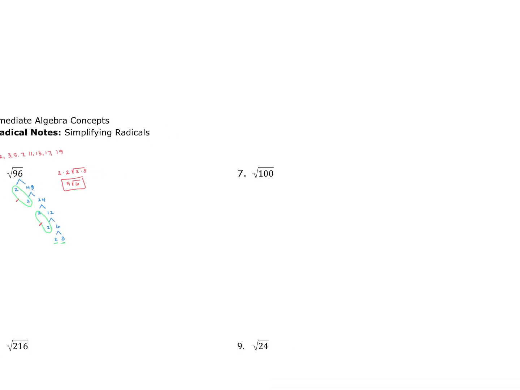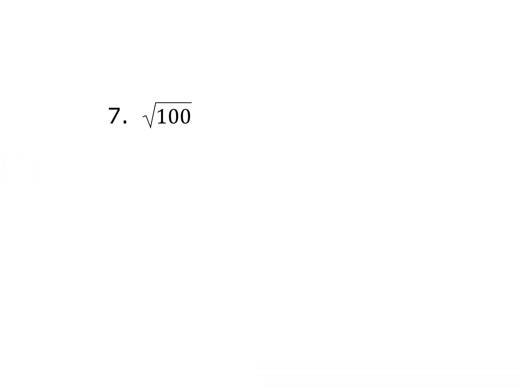Okay, let's move on to number 7. So I have my primes: 2, 3, 5, 7, 11, 13, 17, 19. I start like I did before. It's 100. It ends in a 0. 0 is considered even. So I'm going to take 100 and divide it by 2.